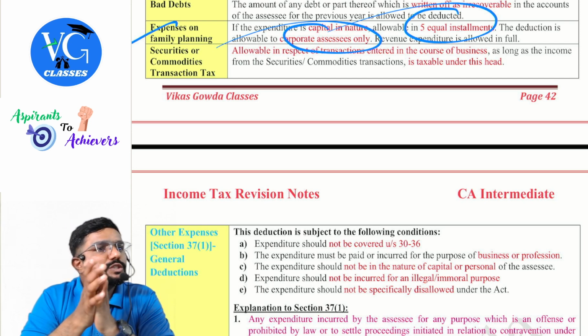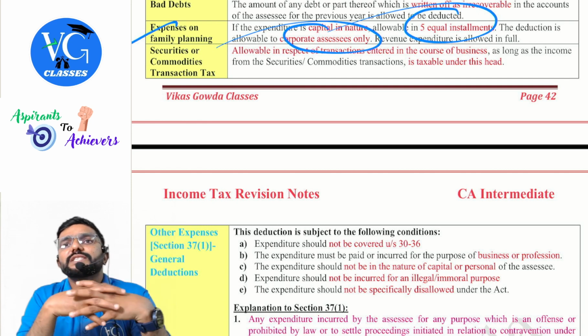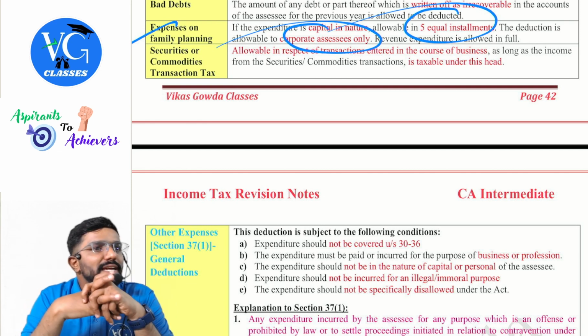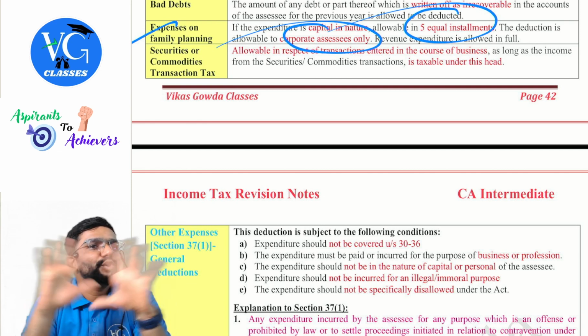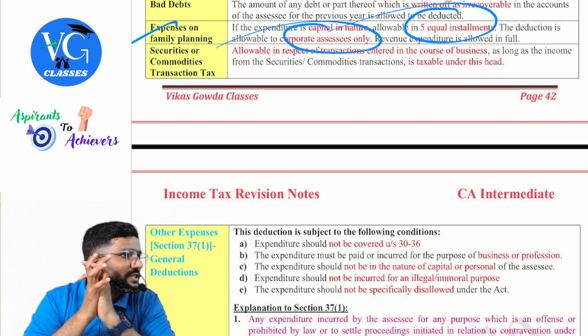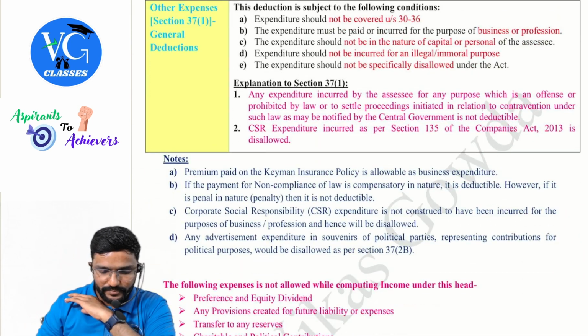No, sir, these securities or commodities are a capital asset for me. Can I claim deduction for STT or CTT? No, it is not allowed. It is not allowed, guys.